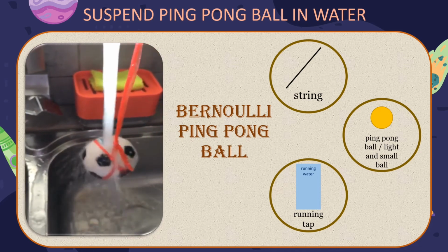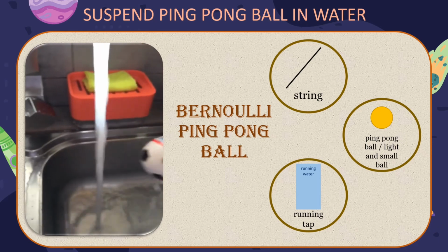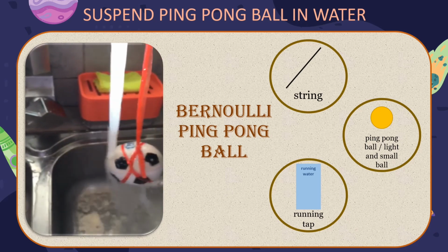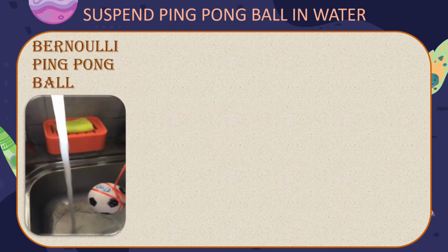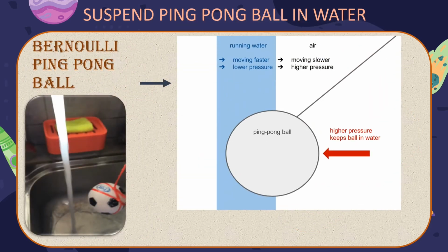As we can see, the ball remains in the stream of water even though we tilt the string away. So how did this happen? Let's see. The running water has a higher velocity and lower pressure, while the air surrounding it has a lower velocity and also higher pressure. So the higher pressure in the surrounding air keeps the ball in water.